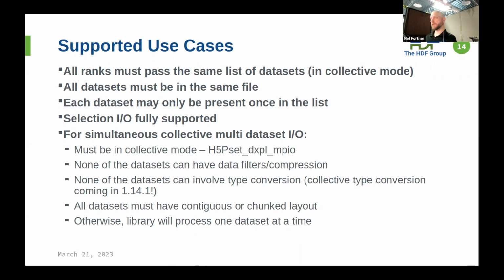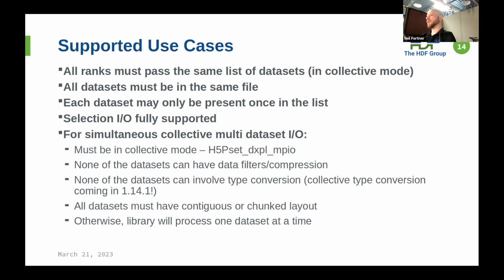And in order to get the simultaneous collective multi-dataset IO, where the library will actually build the big data type and issue a single MPI call under the covers, these are the requirements. Obviously it needs to be set in collective mode, because independent is the default, that was what we decided for HDF5. And you can't use compression right now. It's not implemented yet. Well, it'll work, but it'll fall back to one dataset at a time.